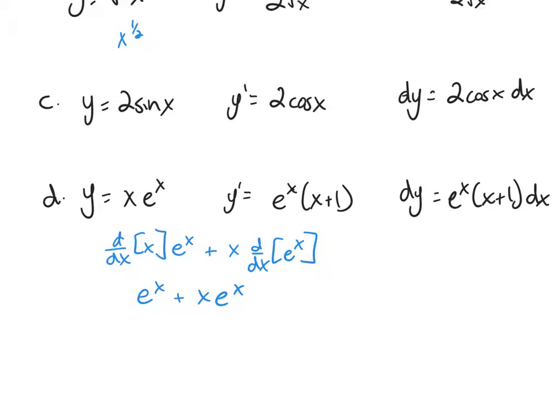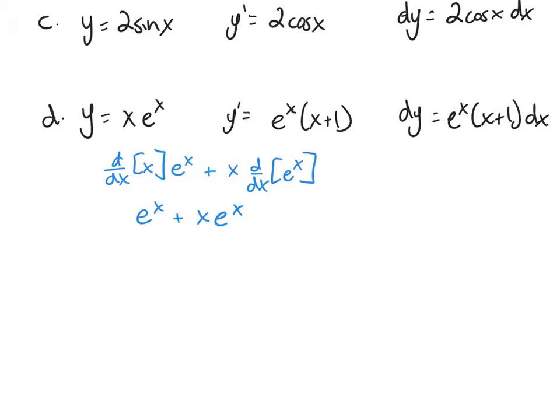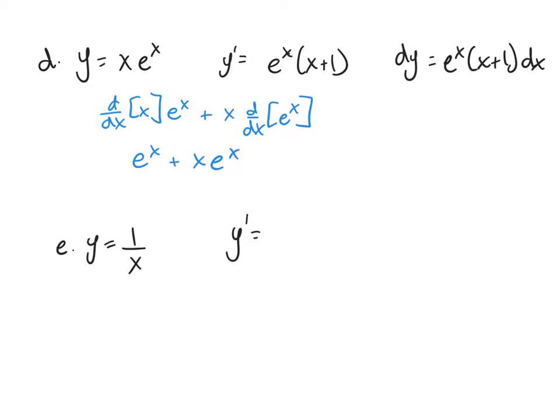And we're going to look at one more in this group. Let's look at the function y equals 1 over x. What would the derivative be? y prime. Think of this as x to the negative first and do your power rule. So it'll be negative x to the negative second, so negative 1 over x squared. And then our differential dy would be negative 1 over x squared dx. So really, when you're looking for your differential, it comes down to finding the derivative. All right, let's look at a couple more of these.